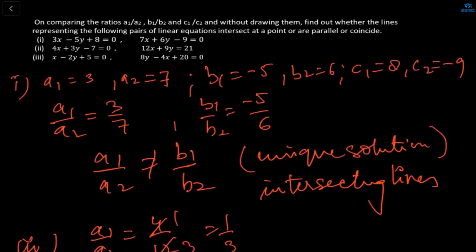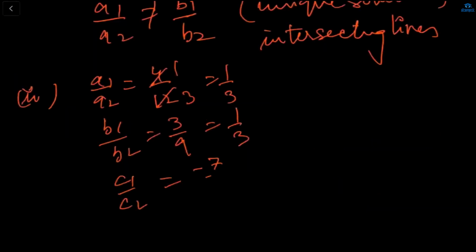Don't just directly write it like that. Make the equation in standard form, 12x plus 9y minus 21, and then compare. So -7 by -21, again you get 1 by 3.